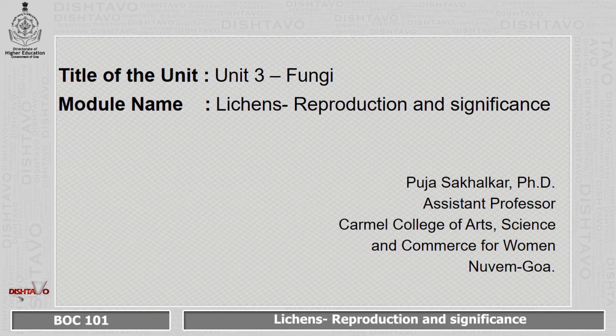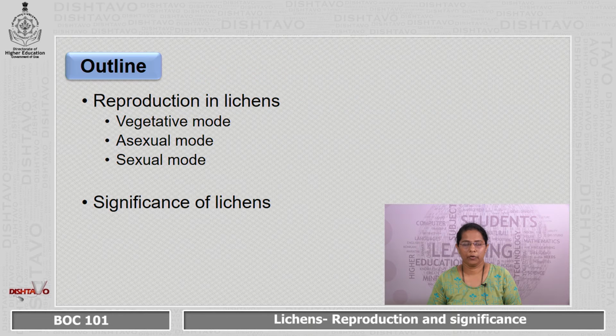The course title of this module is Biodiversity 1, Microbes, Algae, Fungi and Bryophytes. The module title is Lichens, that is Reproduction and Significance. To give you an outline of this module, we will discuss how lichens reproduce, the various modes of reproduction, that is the vegetative, the asexual and the sexual mode, and we will also look at the significance of lichens.